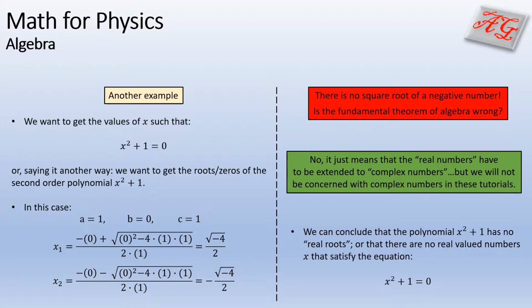So we conclude that the polynomial x squared plus 1 has no real roots. That is equivalent to saying that there are no real values of x where the equation satisfies x squared plus 1 equals 0.